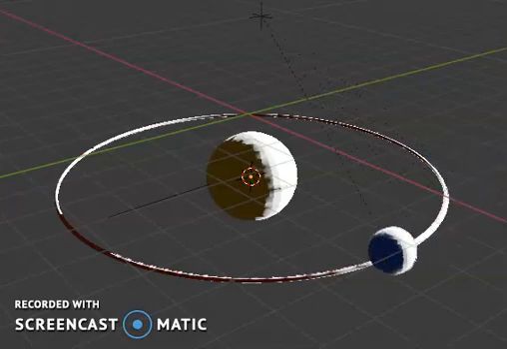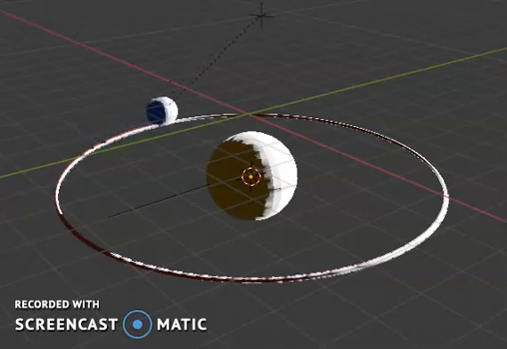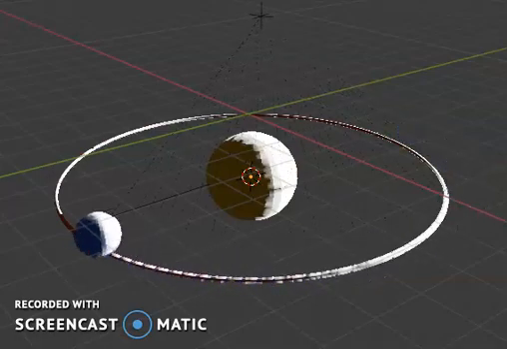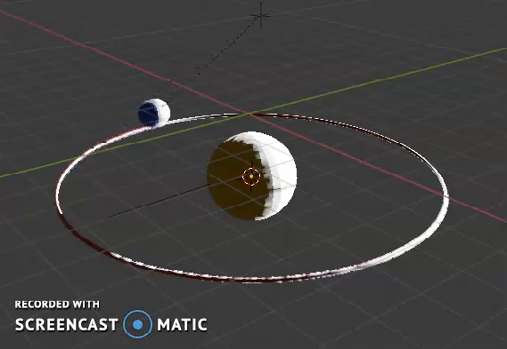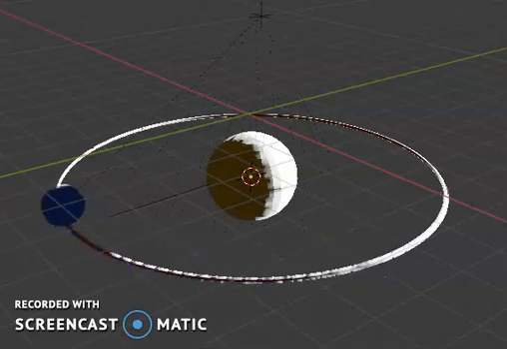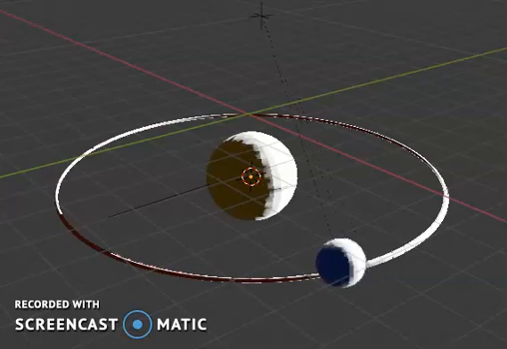The Earth revolves around the Sun once each year and spins on its axis of rotation once each day. This axis of rotation is tilted 23.5 degrees relative to its plane of orbit around the Sun. The axis of rotation is pointed toward Polaris, the North Star.